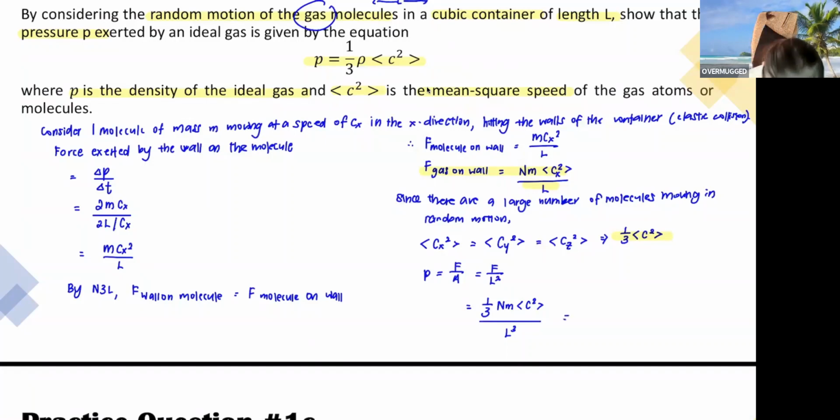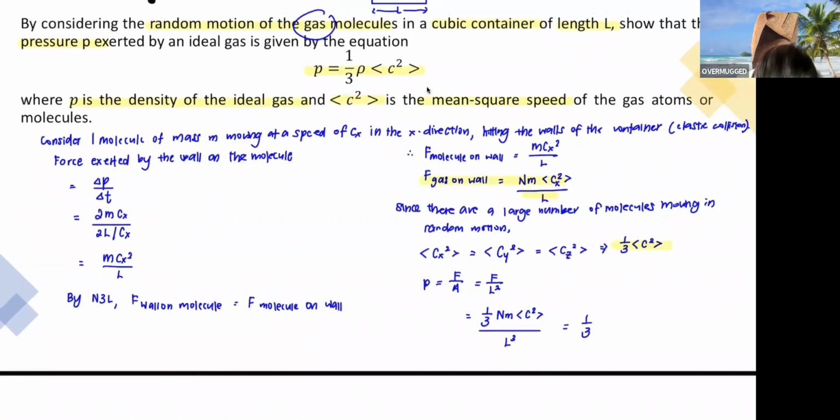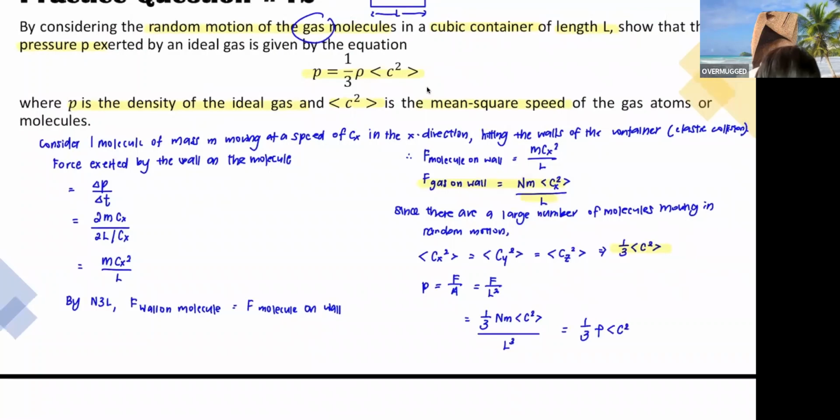Okay, so from there I can just simplify. This whole thing here will just be equal to my density, because it's mass over volume. Do you understand? Okay.